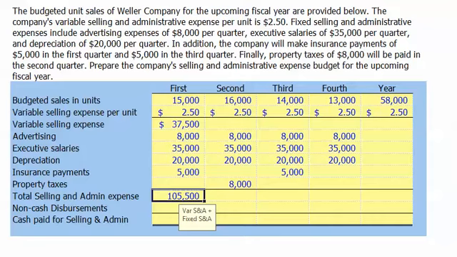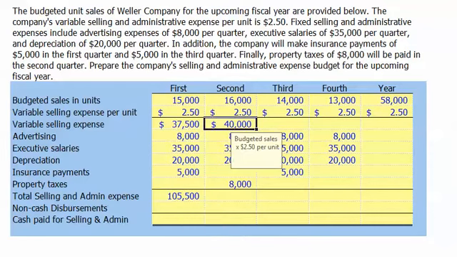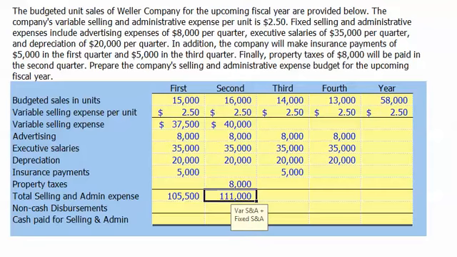For the second quarter, our variable selling administrative expense will be $40,000. That's the 16,000 units times $2.50 per unit. Our total selling and admin expenses will be $111,000. That's the variable selling expenses plus our fixed selling and administrative expenses.